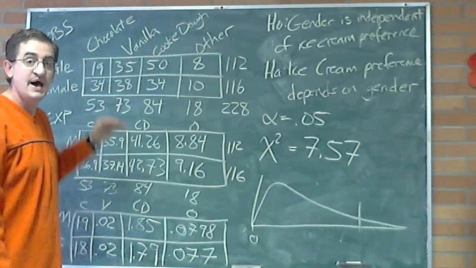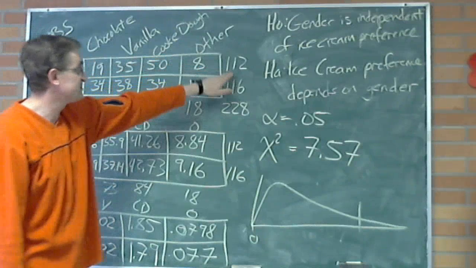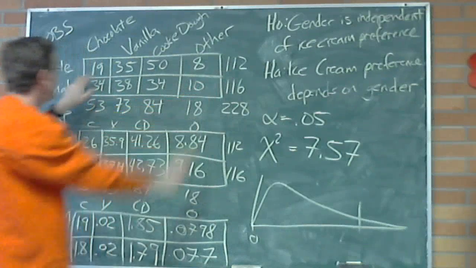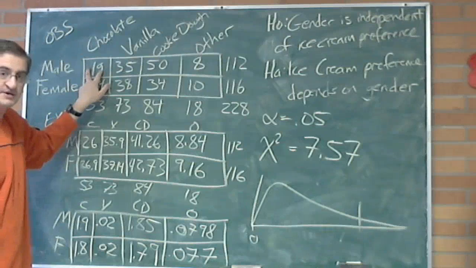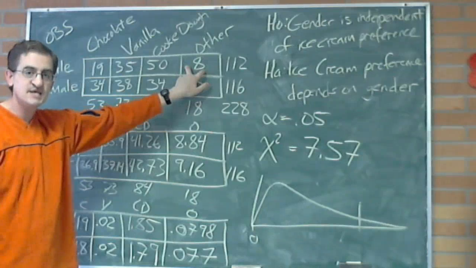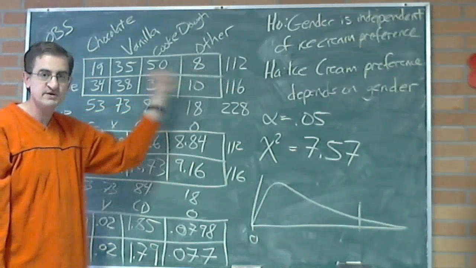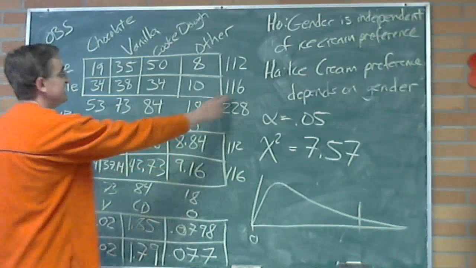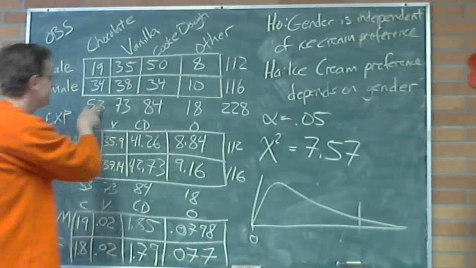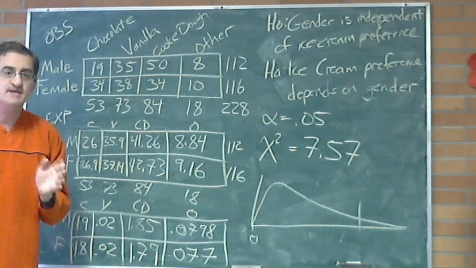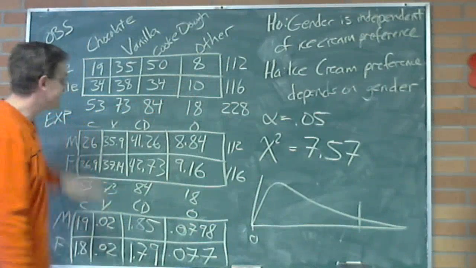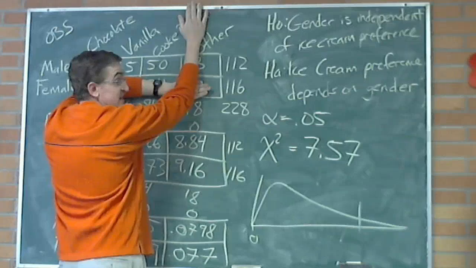Degrees of freedom says how much of this data is random if I know the total. So if I told you that there were 112 men in the study, would you have known this number without any other data? And the answer is no. You'd have to know the 19, the 35, and 50. But then this 8, you could just figure that out by taking 112 minus the others, right? And this 116, if you had these guys, you wouldn't need him. And if you had these totals, you don't need him. How much of this table do I have to give you if I give you the totals and you can fill in the rest? Well, the answer is that much.